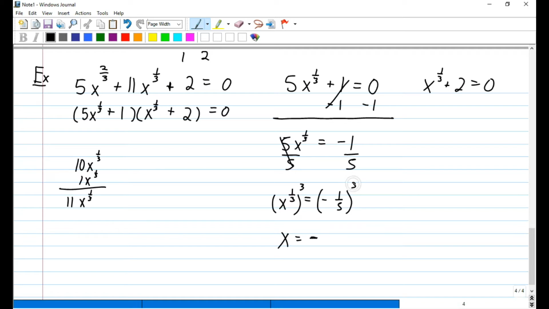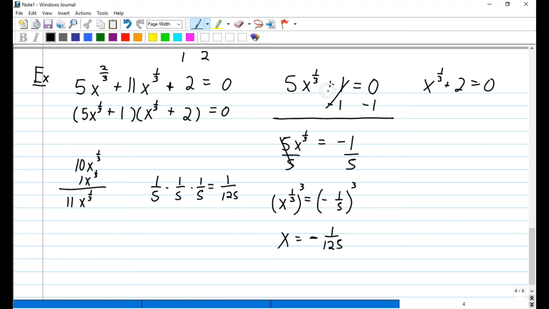If your power is ever odd and you're taking a negative number to an odd power, your answer will be negative. And then what's 1/5 times 1/5 times 1/5? If you need to write it down, write it down. 1 times 1 times 1 is 1. 5 times 5 is 25. Times 5 is 125. So my answer is negative 1 over 125.